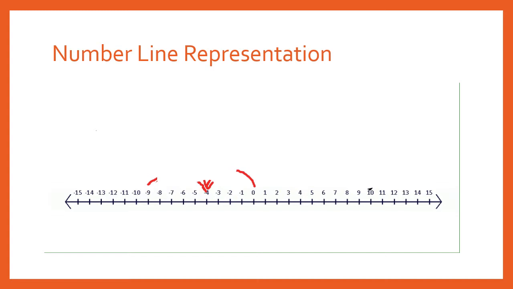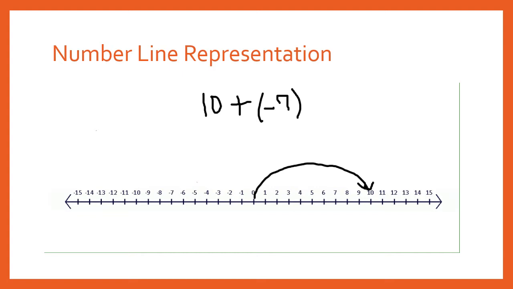So let's do that. Let's start with 10 plus negative 7. Okay, so I start at 0 and I make my jump to 10, and then I pick up where that arrow left off and I jump back 7. 1, 2, 3, 4. And that'll land me on 3, not negative 3. So that's how that one works.